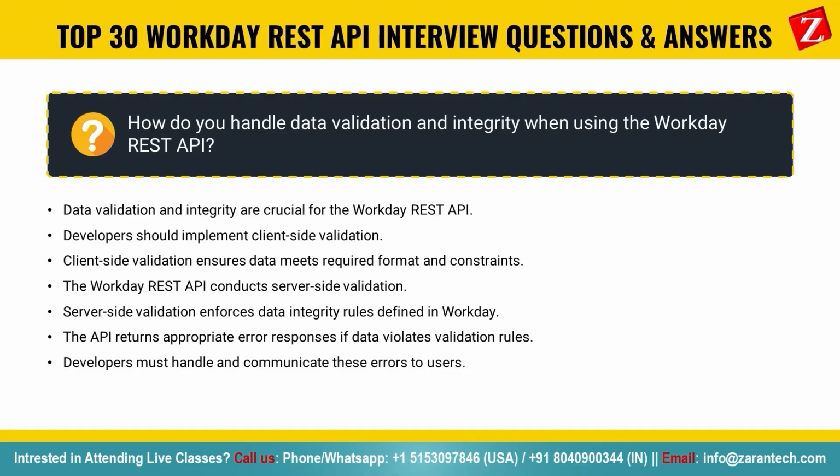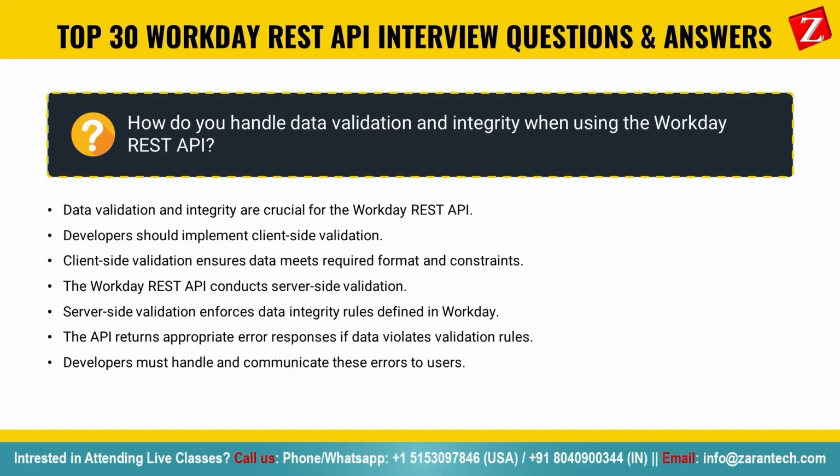If the data violates any validation rules during server-side processing, the API will return appropriate error responses. These responses help developers identify what went wrong and why. Let's say a request to add a new employee is sent with a missing required field, such as the employee's start date. The API would respond with an error message indicating the missing data.